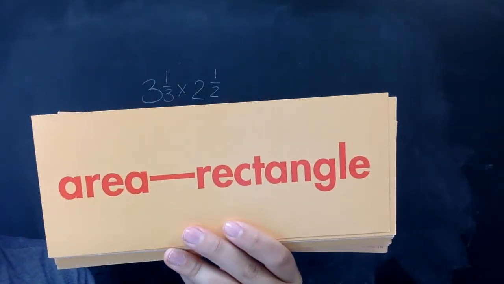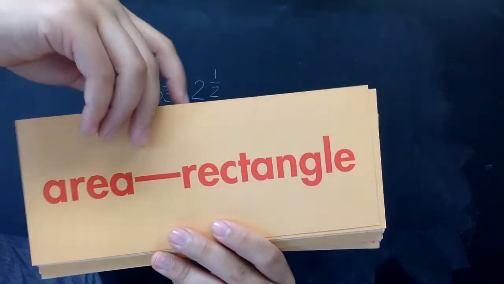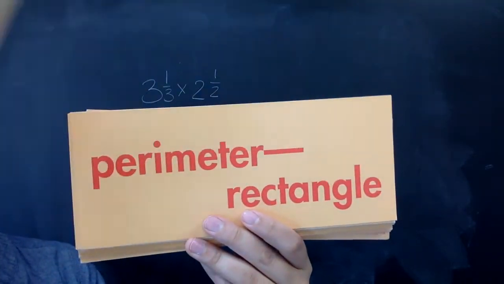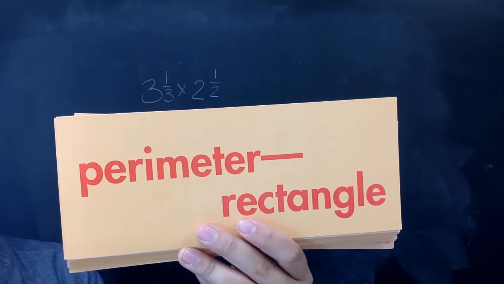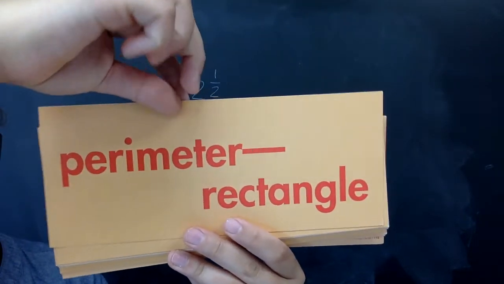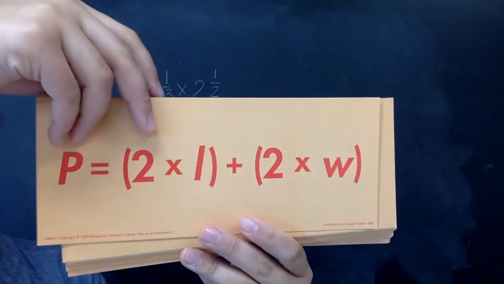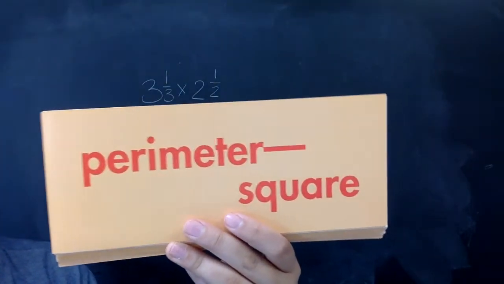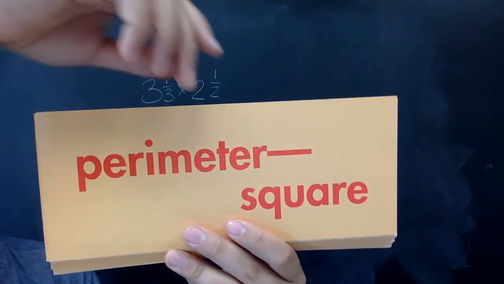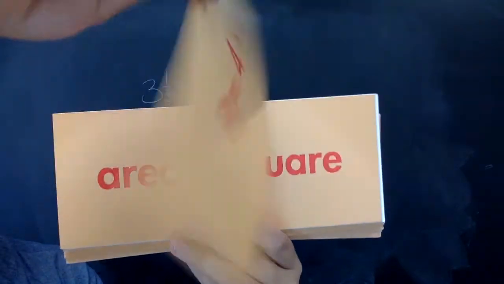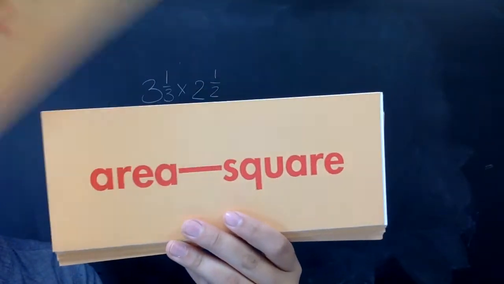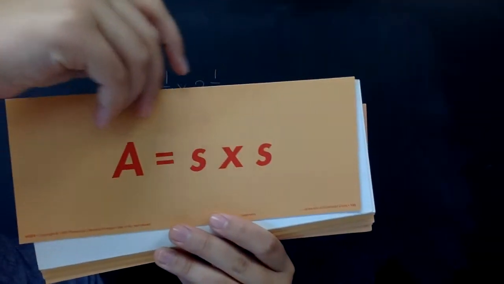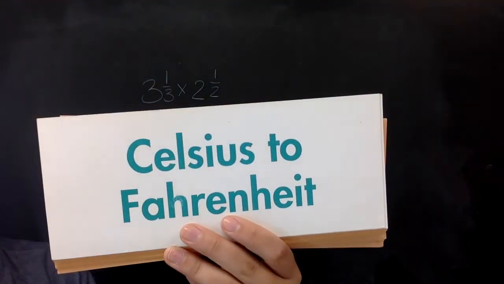1/2: 0.5. What is the formula for finding the area of a rectangle? A equals length times width. Formula for finding the perimeter of a rectangle. P equals, in parentheses, 2 times L plus, in parentheses, 2 times W. Formula for finding the perimeter of a square. P equals 4 times S. Area of a square. A equals S times S.